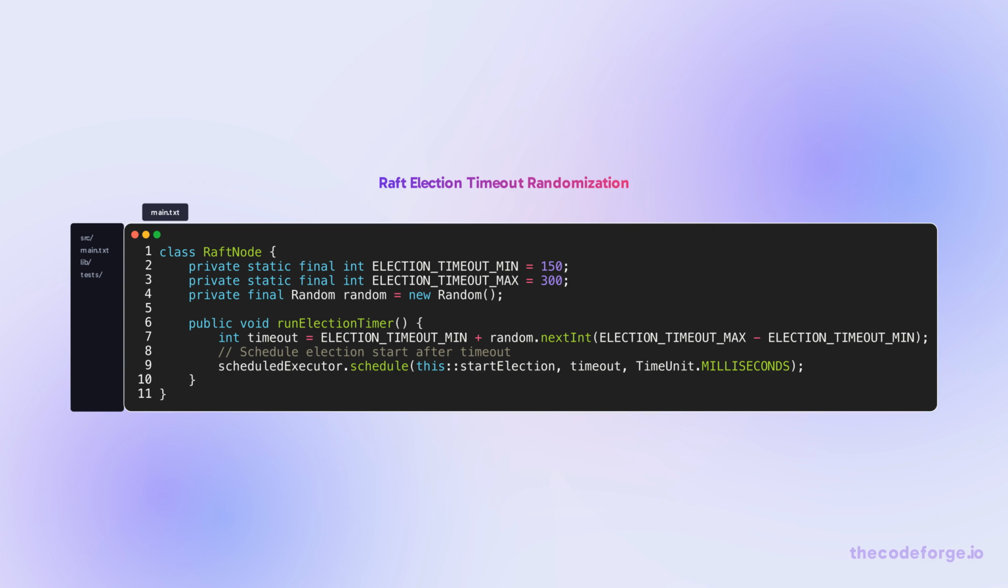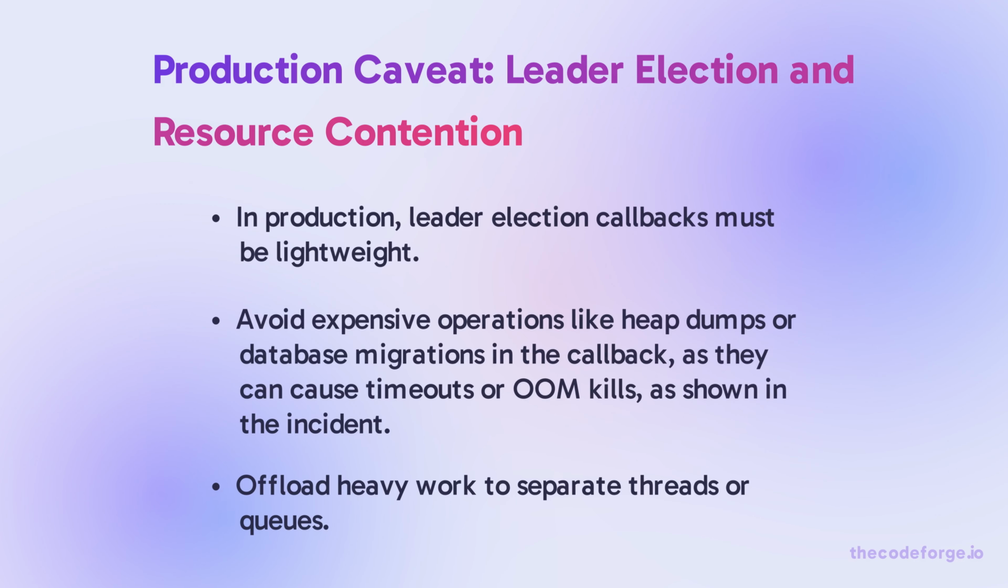The article mentions that the Raft election timeout must be randomized to prevent split votes. Here's a concrete implementation showing how to randomize the timeout between 150 ms and 300 ms, as recommended in the Raft paper. In production, leader election callbacks must be lightweight.